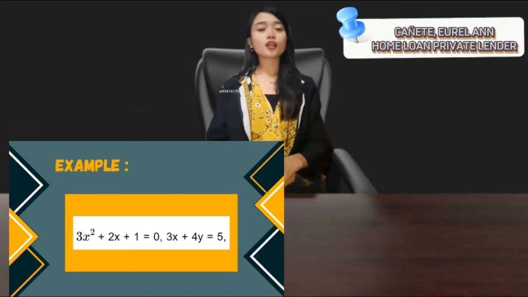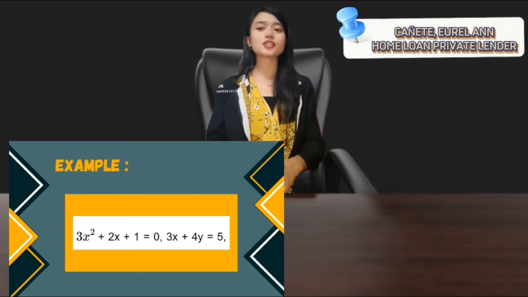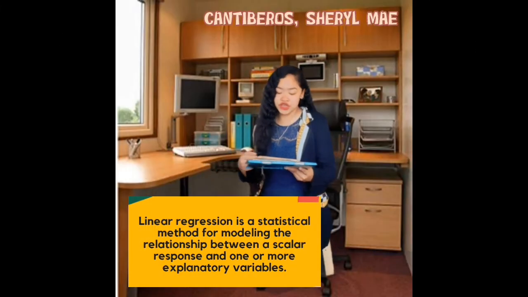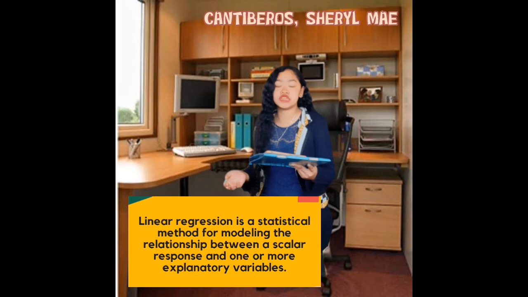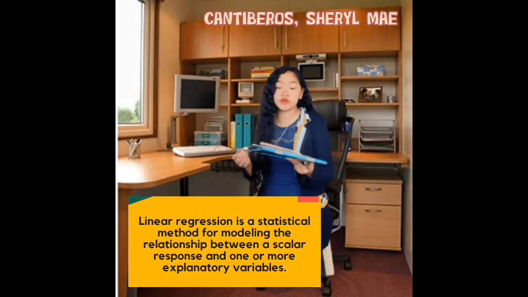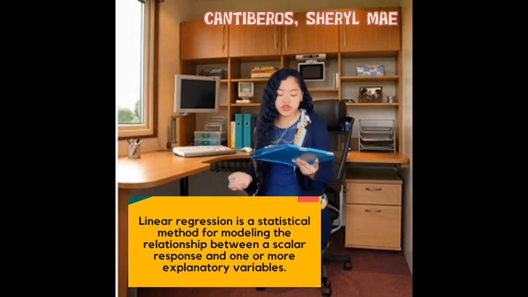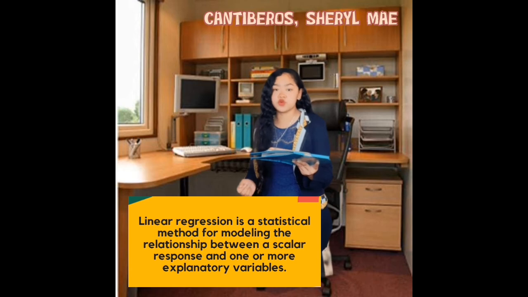Take note, when talking about linear and nonlinear equations, it is to be understood that linear equations will have no exponents, while nonlinear equations will contain exponents raised to higher powers than 1. Linear regression is a statistical method for modeling the relationship between a scalar response and one or more explanatory variables. Simple linear regression is used when there is only one explanatory variable. Multiple linear regression is used when there is more than one.